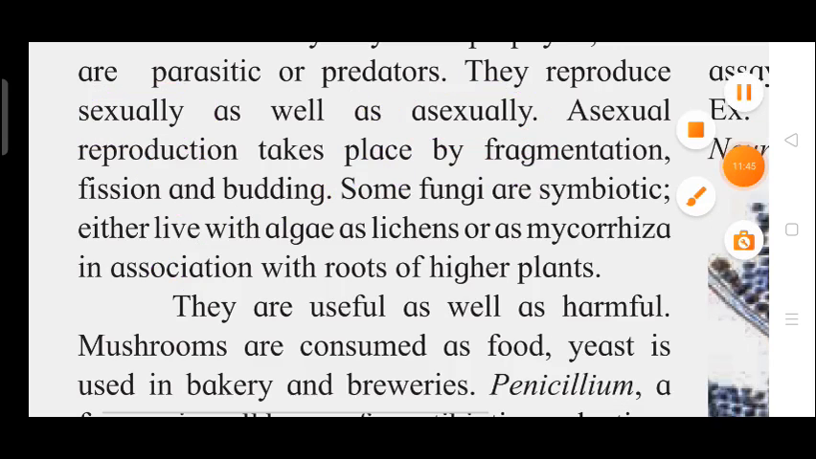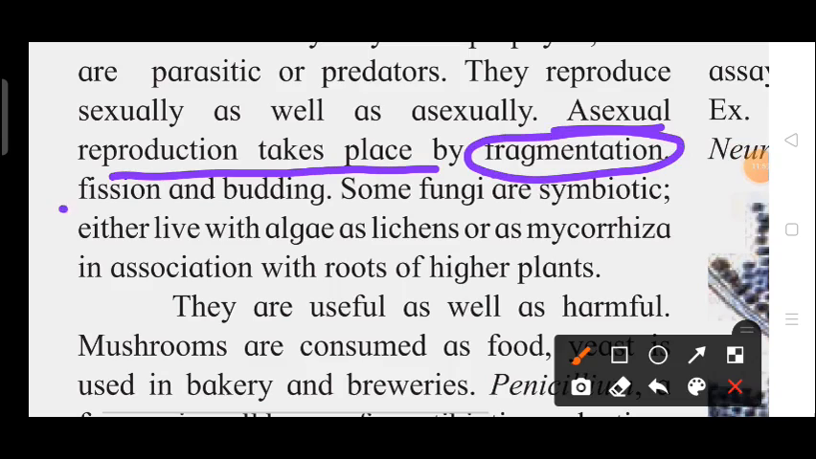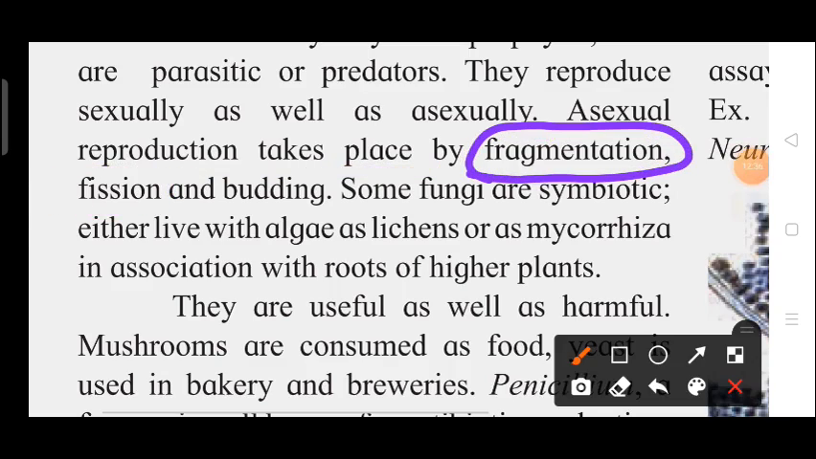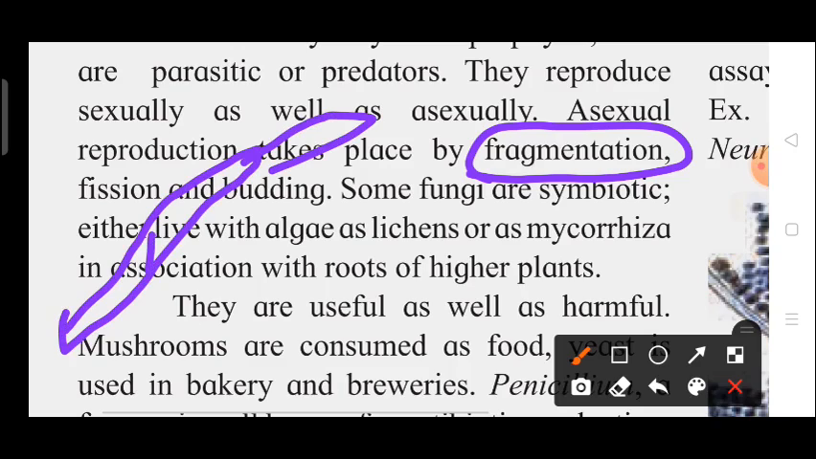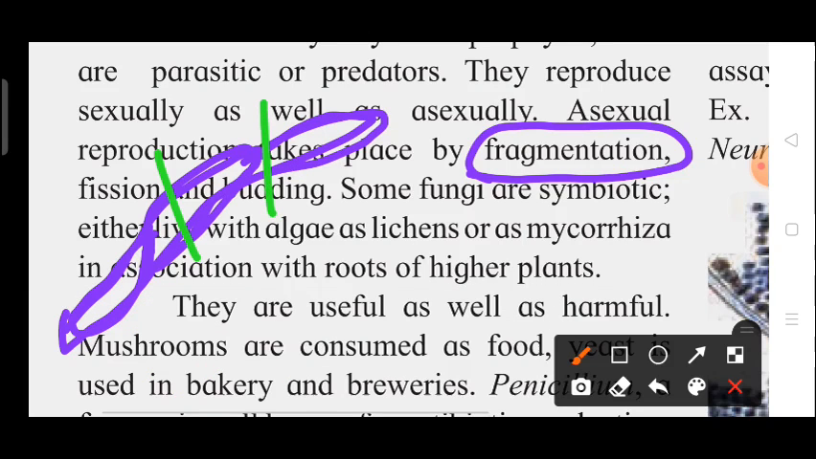Here asexual reproduction takes place by fragmentation. Okay, fission we have already studied. In the fragmentation process, the segmented fungus gets divided into many pieces, and each piece will develop into an individual fungus. This process is called fragmentation because fragments are formed.